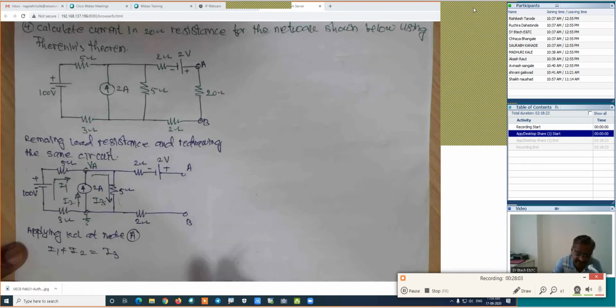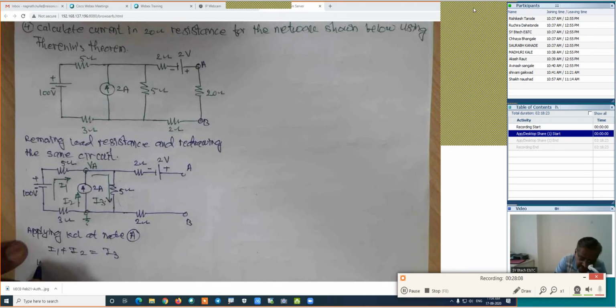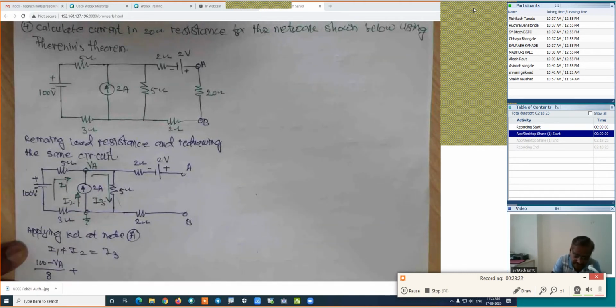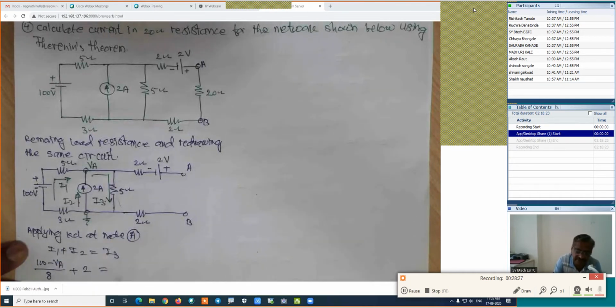How much is the value of I1? It is 100 minus VA divided by the resistance of this branch, 5 plus 3, which is 8. This is right. Plus I2, the current in this branch. How much is the value? 2 amperes, which is equal to the current in this branch, I3. How is the equation? VA minus 0 divided by its resistance. This is VA divided by 5. This is the equation for I3.